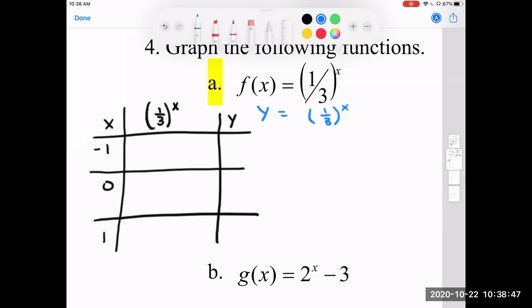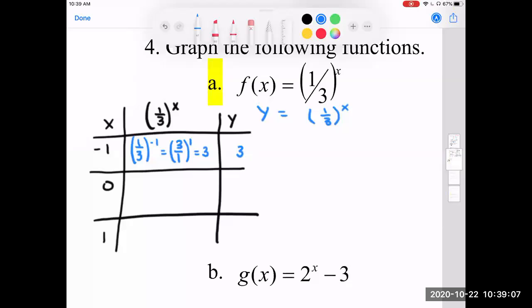So if I plug in a -1 for x, we have 1/3 raised to -1. So that means my exponent is a -1. I need to make the exponent positive. Let's flip my fraction so that I have 3/1. To the first power, that's just 3.